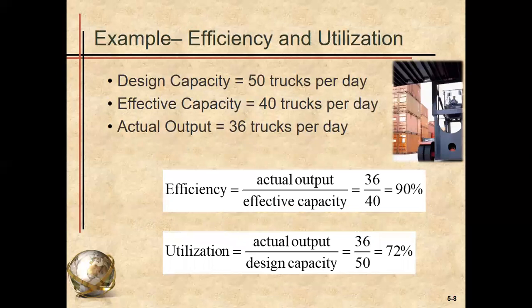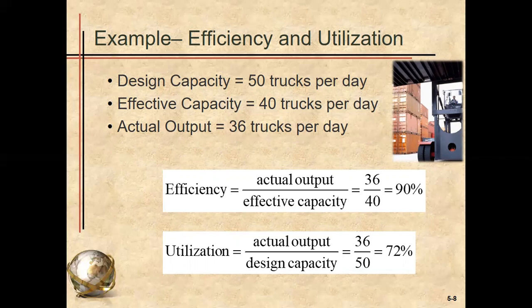Okay, this is the example. The design capacity is 50 trucks per day, and the effective capacity is 40 trucks per day. Then the actual output is only 36 trucks per day. So the efficiency is the actual output, here 36, divided by the effective capacity, which is 40. So the efficiency of this truck operation is 90%.